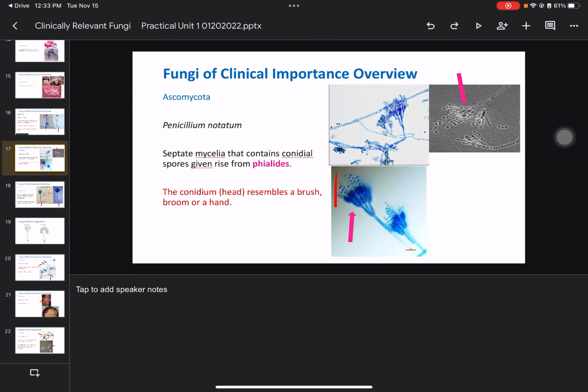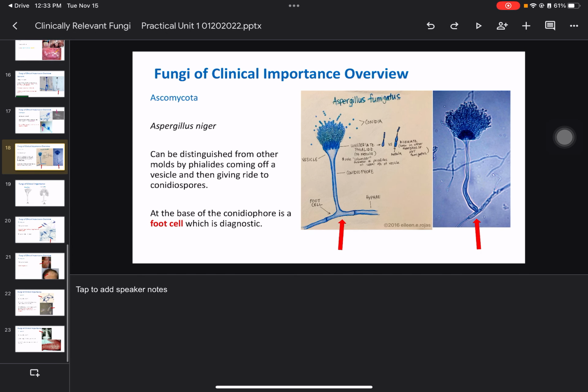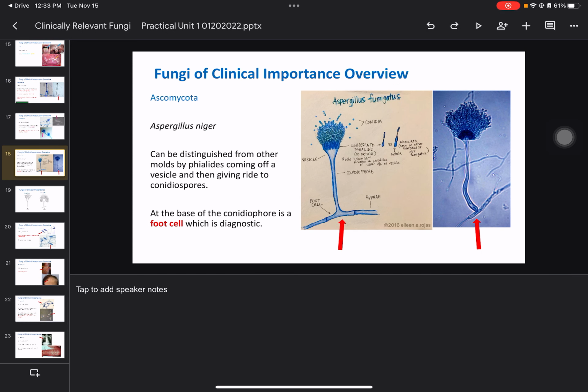Its cousin, which people confuse it with all the time, is Aspergillus. But they look nothing alike. It sounds like a peacock. You're right, it kind of does look like a peacock. But here's the giveaway. The septate mycelia, which is hard to see here, but you can see it here, gives rise to a columella. The columella gives rise to the phialides, and then you have these long chains of conidiospores.